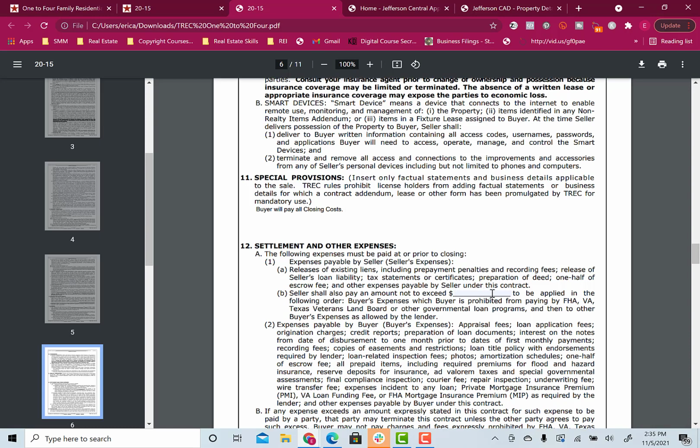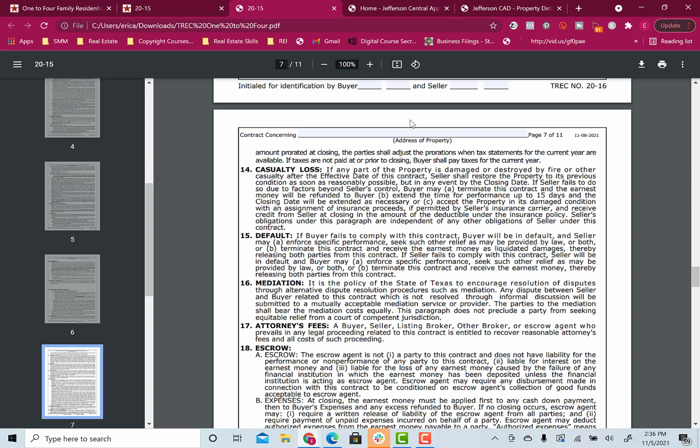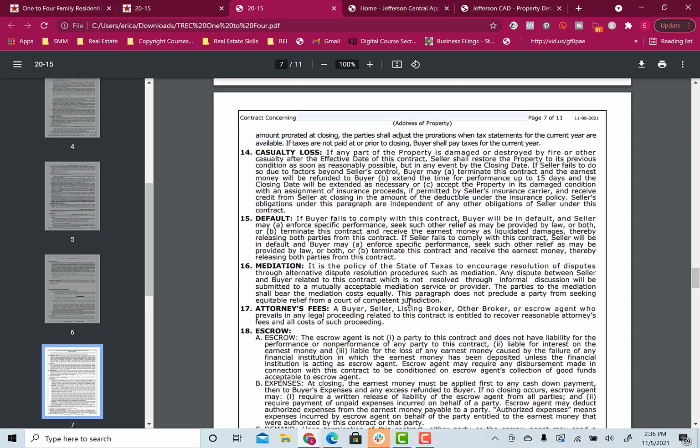So they may ask for some contribution from the seller back to closing costs. At the top of each of these pages, there's the address of the property. You want to put that in there, but I'm skipping over that.